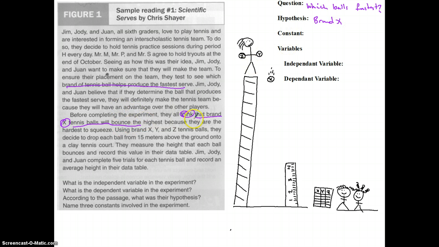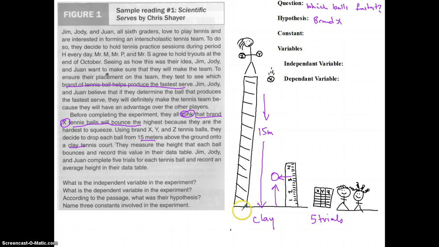So let's go to the next one. Using brand XYZ tennis balls, they decide to drop each ball from 15 meters above the ground onto a clay tennis court. They measure the height of each ball's bounce and record the value. They complete 5 trials. So they take XYZ balls, drop them down 15 meters, they hit a clay court, and they bounce back up a certain distance. The distance that they go up is recorded in 5 trials in their data tables.